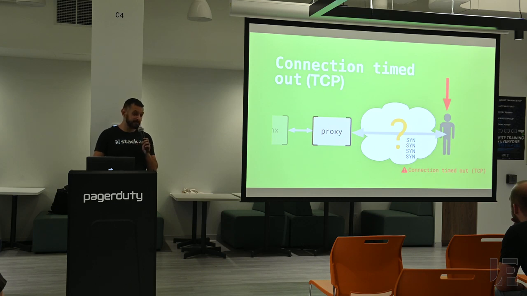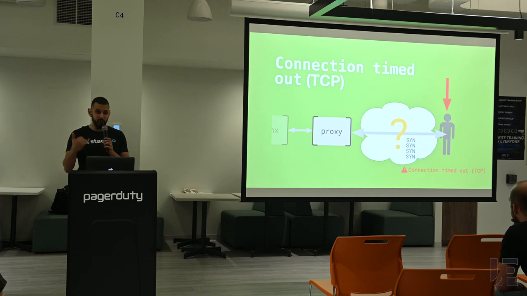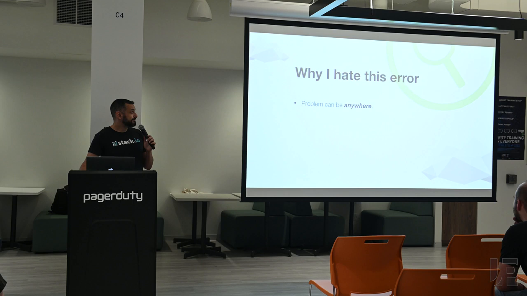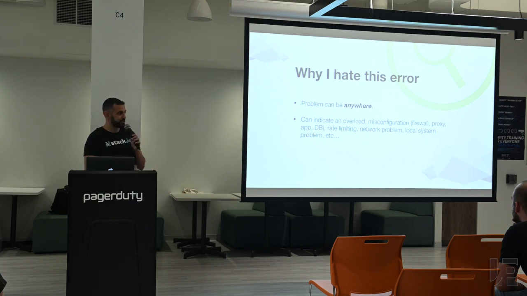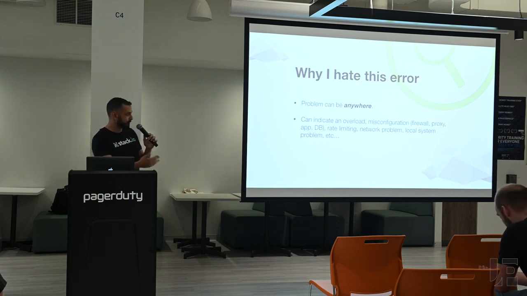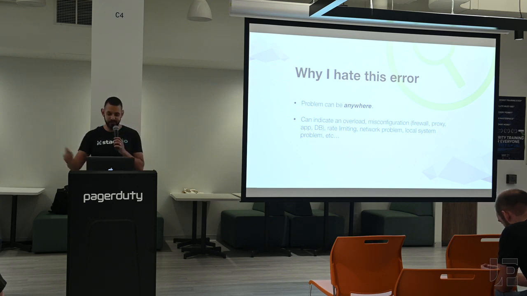It's frustrating because this is basically you trying to call somebody and the phone just keeps ringing endlessly. You don't know if they're home, you don't know what's going on. They may be home and just ignoring you, or they're actually genuinely not home. I don't like this error. I hate it because the problem can be anywhere. It could indicate an overload, misconfiguration of the firewall, the proxy, the app, the DB, could be rate limiting, a network problem, a local system problem, etc., etc.